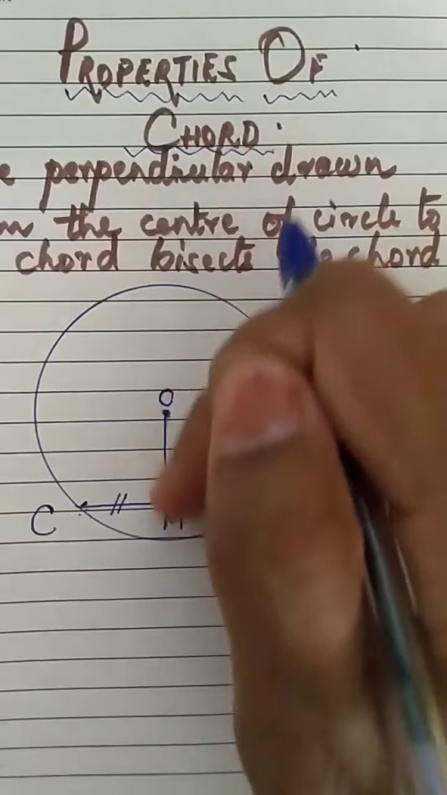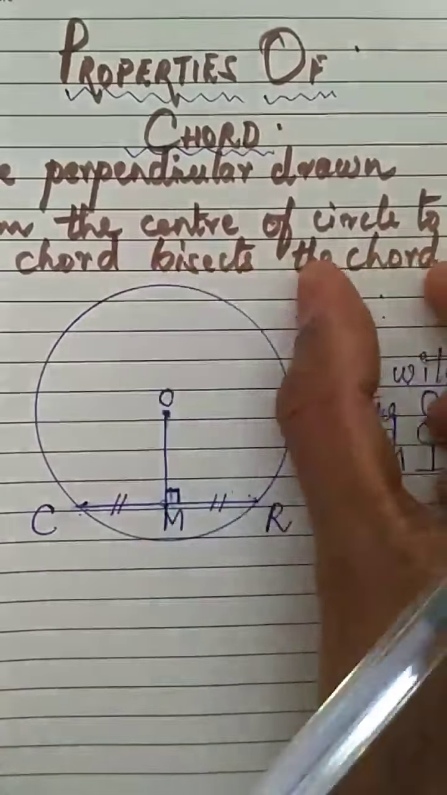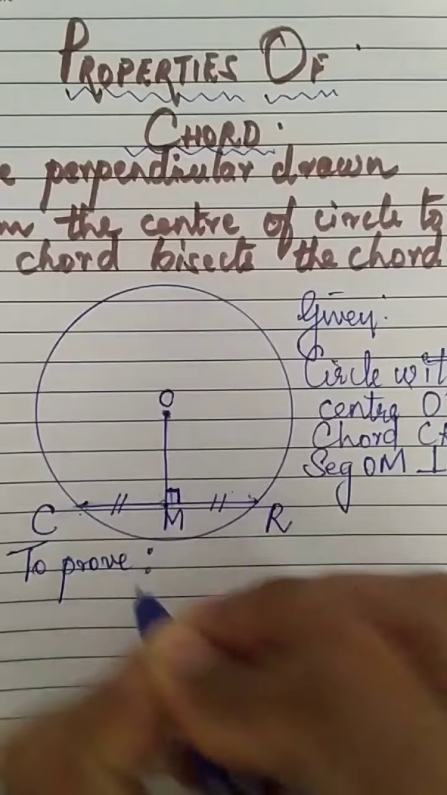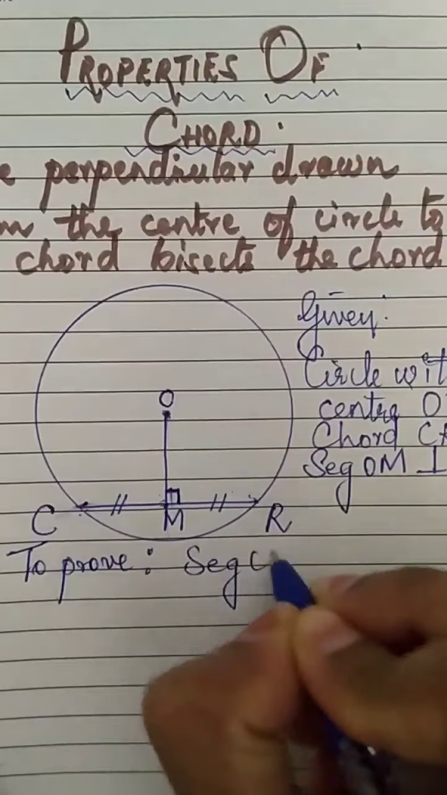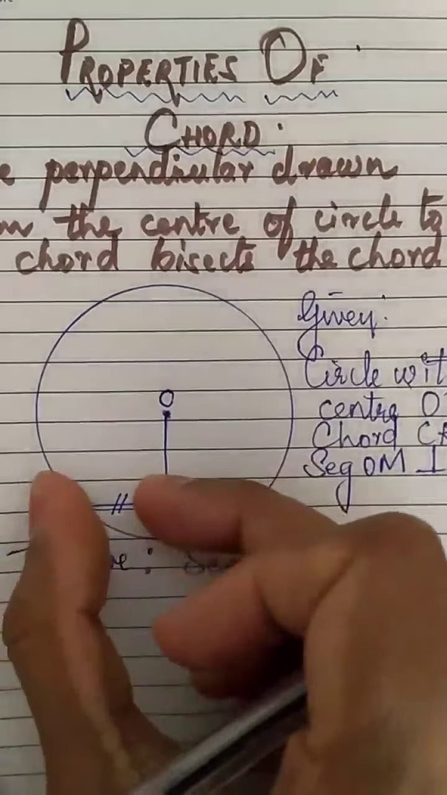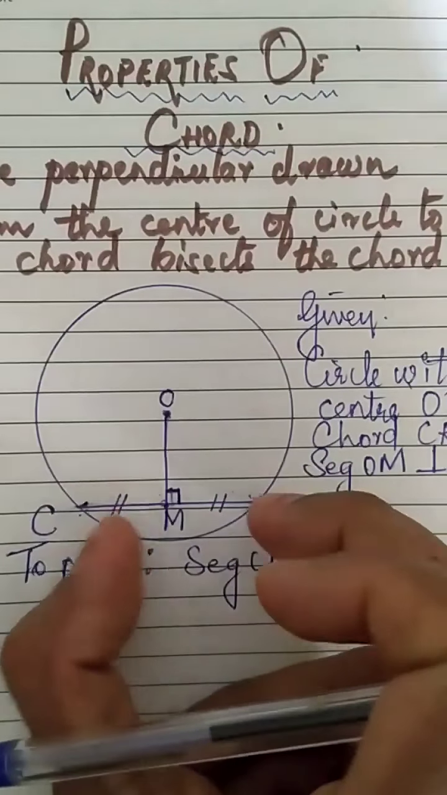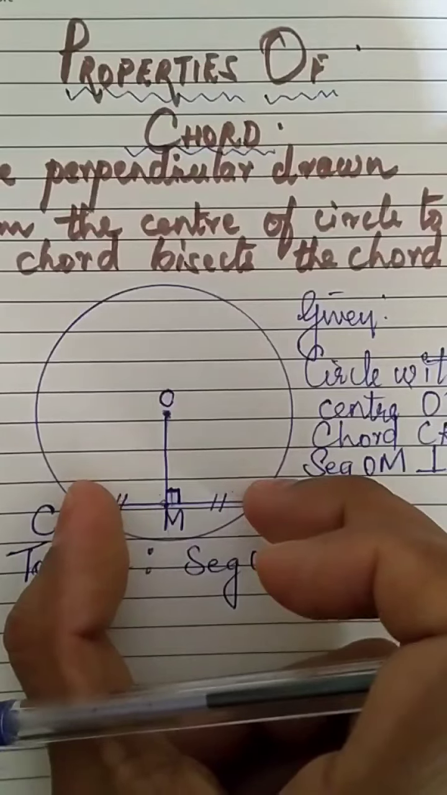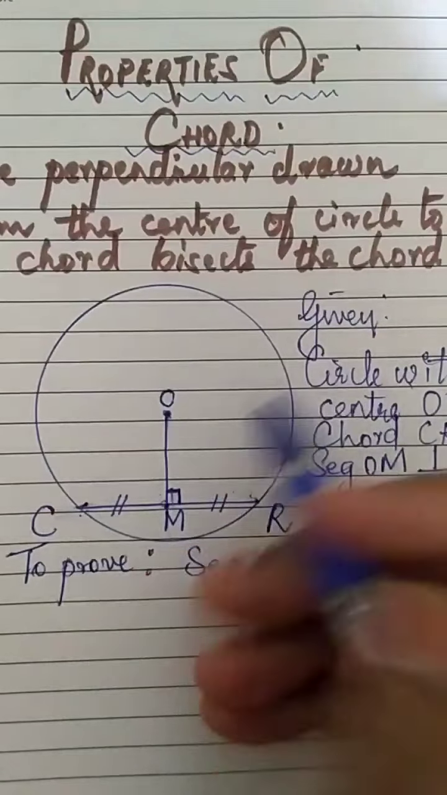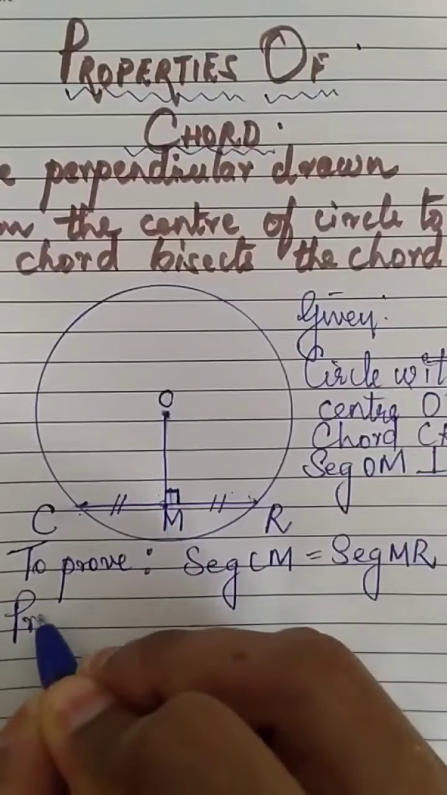When this perpendicular comes and attacks the chord, the chord gets divided into two equal parts, or bisects the chord. This we have to prove. So to prove: segment CM is equal to segment MR. We want to prove that CM is equal to MR. So if the whole chord is 5 centimeter, how much will be CM or MR? Half of 5, 2.5, 2.5, like that. So we have to prove this. Okay, so very easy proof it is.